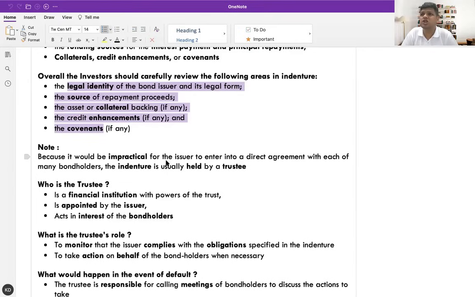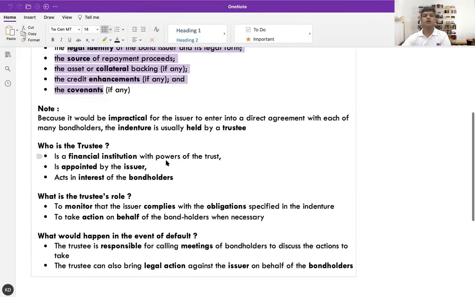Isn't that the same structure when it comes to equities, where the promoters of the company or the management of the company is being handled by the board of directors? So the board of directors represent the equity shareholders, right? So many equity shareholders. In the same manner, all these bondholders are represented by the trustee. Clear? Yes. Now, who can be the trustee? The trustee can be a financial institution like a bank, appointed by the issuer itself. And the job of the trustee is to act in the interest of the bondholders, right?